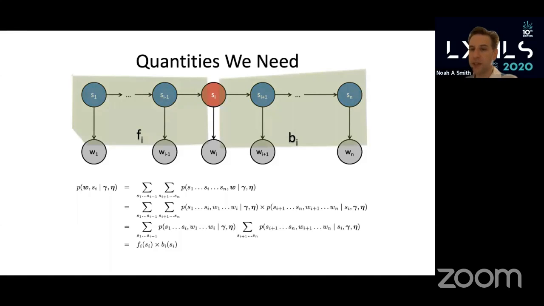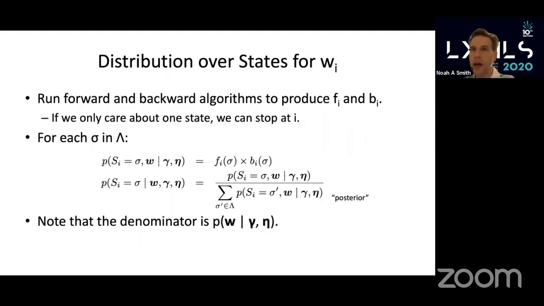Sometimes I like to use a gray box to suggest that I'm summing things up, and the quantity associated with each of those two sums is a forward or a backward probability. So if I run the forward and backward algorithms to produce the forward and backward probabilities, or even just stop at position I, I don't even have to run the algorithms all the way to the end if I only care about one position. Then I can multiply together the forward and backward probabilities for each state to get the joint probability of the words together with that state.